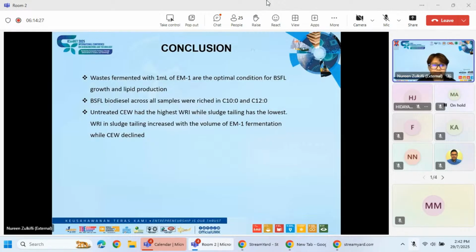And lastly is the untreated CEW had the highest WRI or waste reduction index, while sludge tailing has the lowest. The waste reduction index in sludge tailing increased with the volume of EM1 fermentation, while coconut endosperm waste declined.